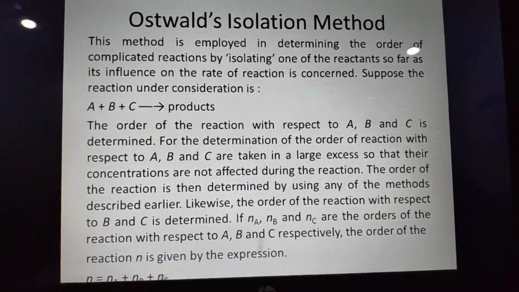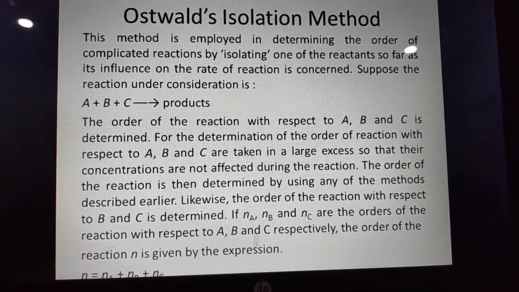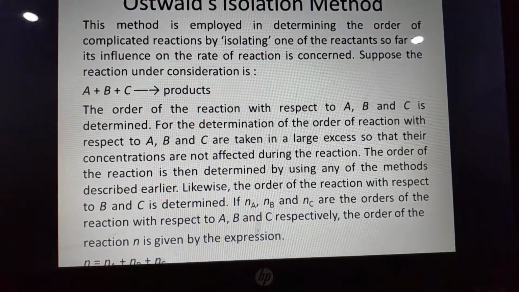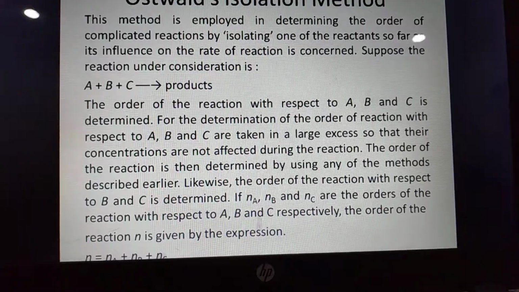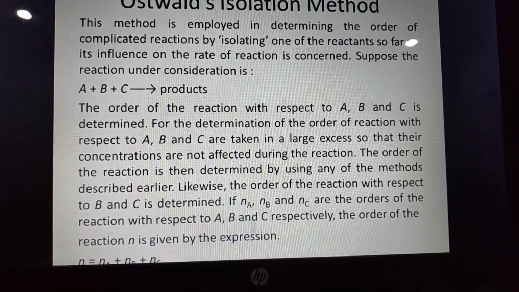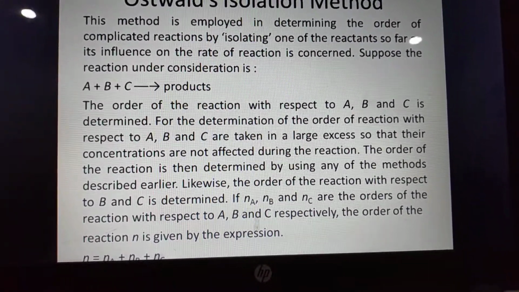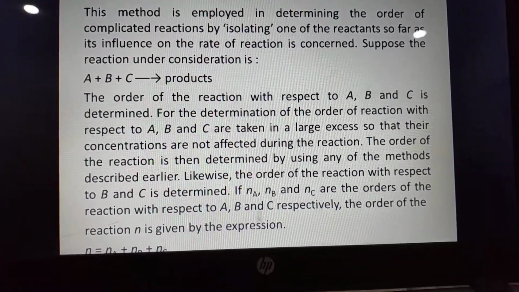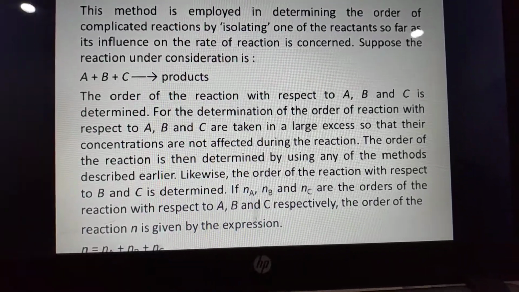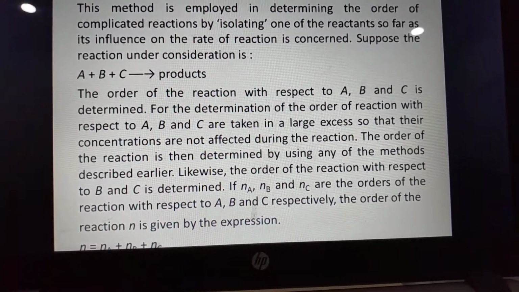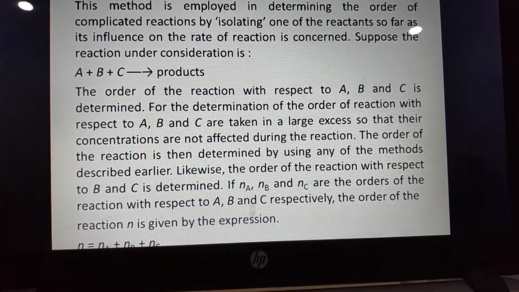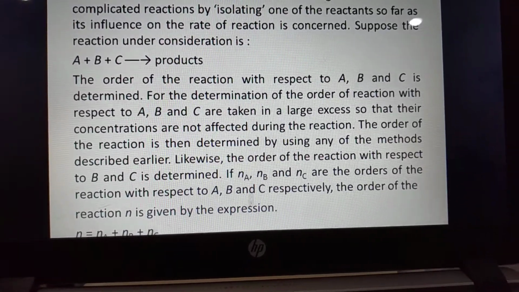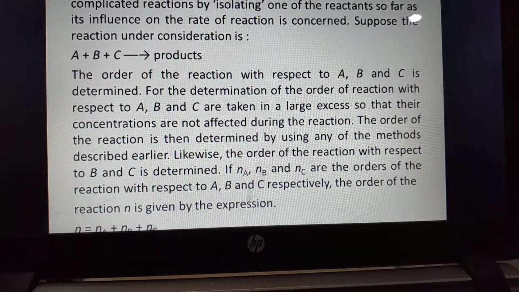Now the last method is Ostwald's isolation method. This method is employed in determining the order of complicated reactions by isolating one of the reactants so far as its influence on the rate of reaction is concerned. Suppose the reaction under consideration is A plus B plus C. These are the three reactants, and the order of reaction with respect to A, B and C is to be determined. For determining the order with respect to A, B and C are taken in a large excess so that their concentrations are not affected during the reaction.